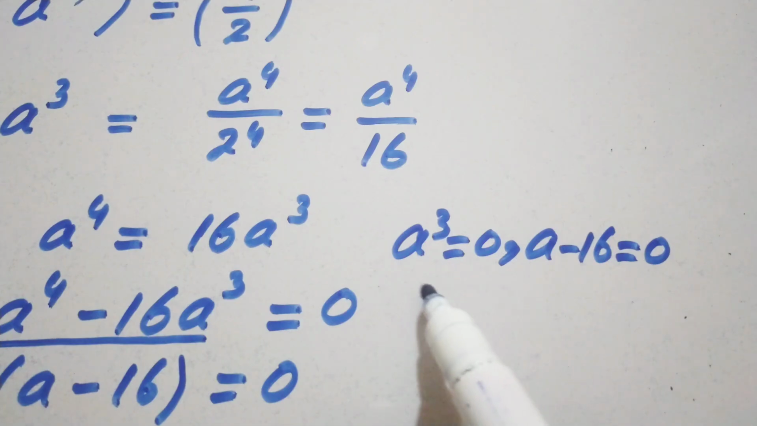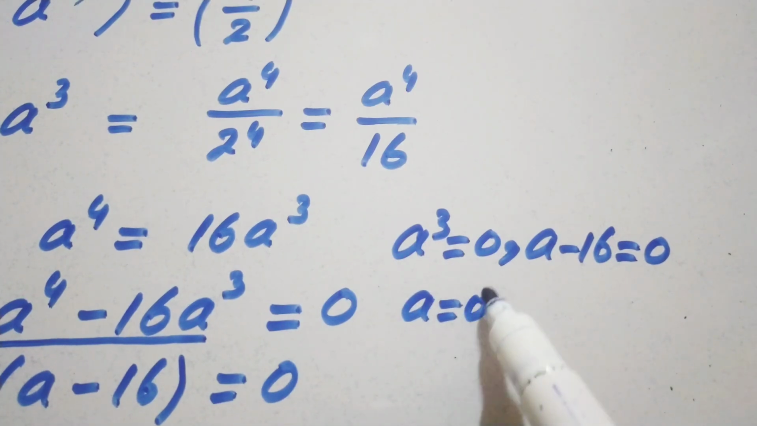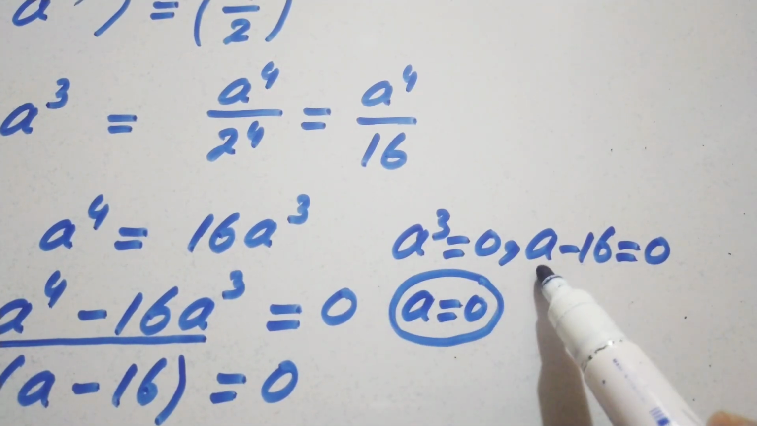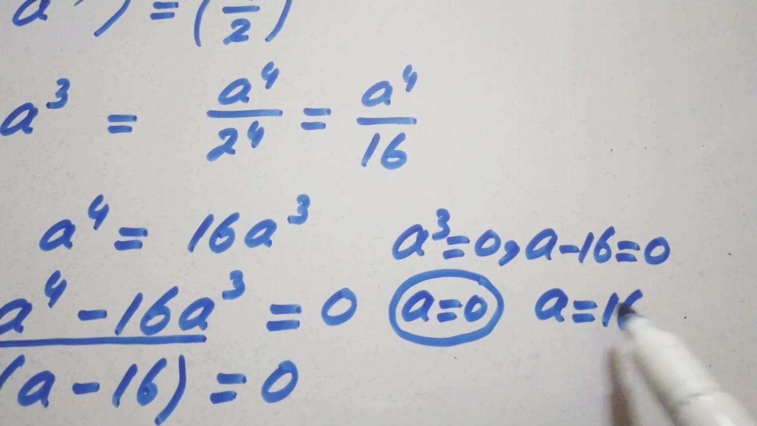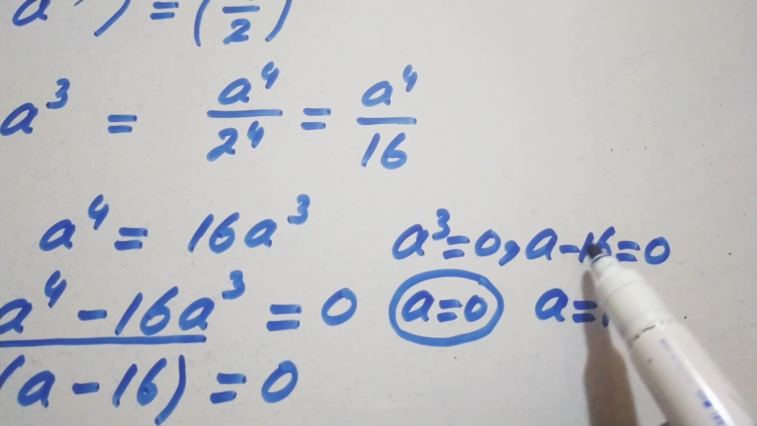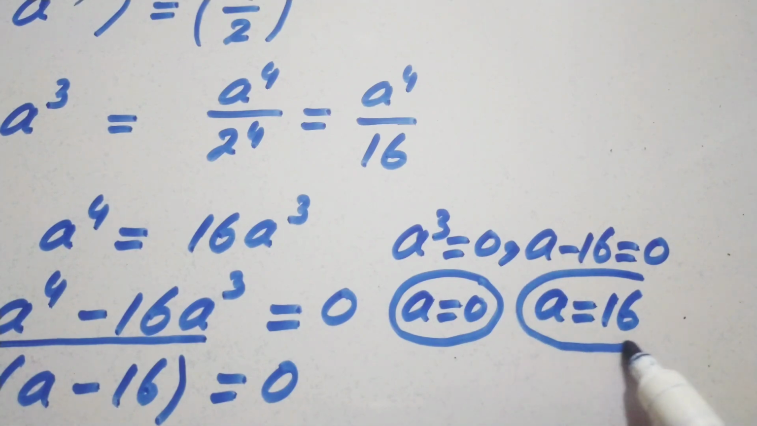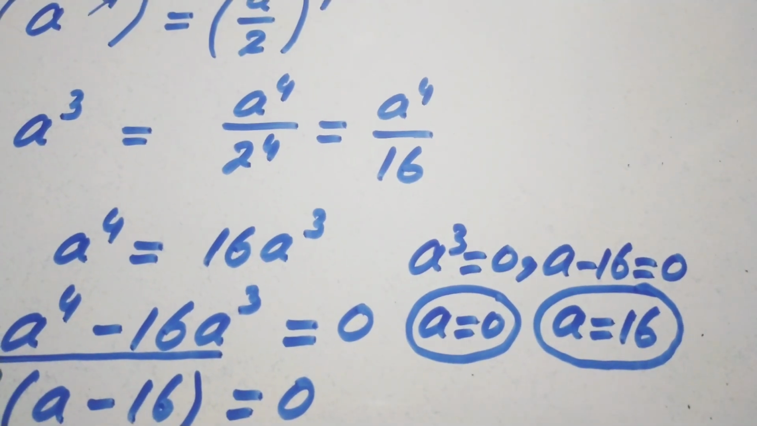From a cube is equal to 0, we get a is equal to 0. And from a minus 16 is equal to 0, we get a is equal to 16 by moving negative 16 from left hand side to right hand side. This will become 0 plus 16, which is 16. So we have found that a is equal to 0 and a is equal to 16, which is the same solution which we have found by the first method.